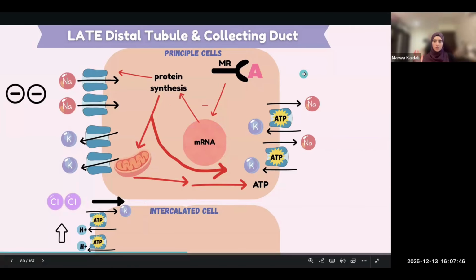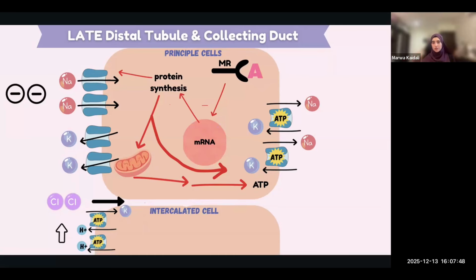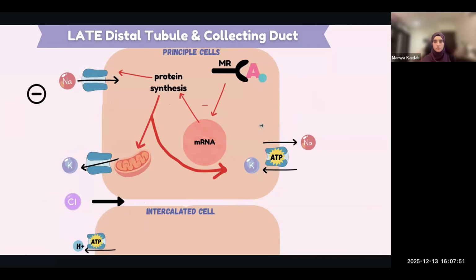We said we have our hormone, aldosterone. Aldosterone is going to come and bind to our mineralocorticoid receptor. Then this receptor is going to go inside of the nucleus to form an mRNA. Now this mRNA is going to leave the nucleus and undergo protein synthesis, and then this protein synthesis is going to do the actions that we wanted from aldosterone.